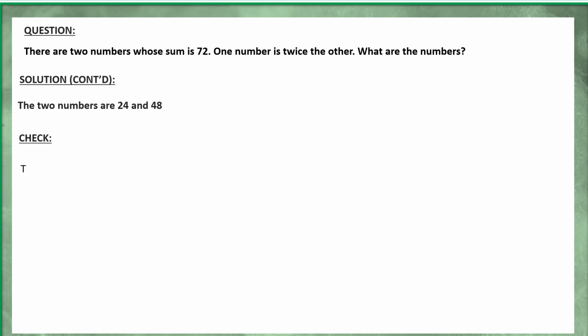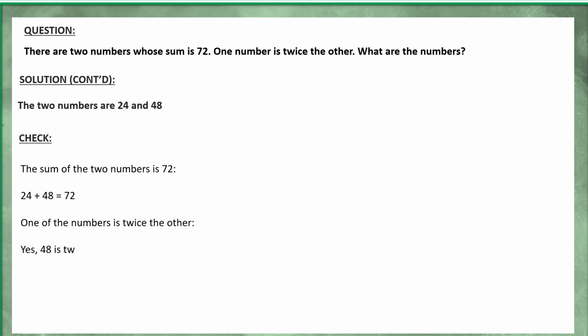So we'll just check to see how they satisfy the question above. The sum of the two numbers is 72. That is, 24 plus 48 is 72. So that's correct. And one number is twice the other. Yes, we can clearly see that 48 is twice 24. So this shows us that the two numbers, 24 and 48, are correct.